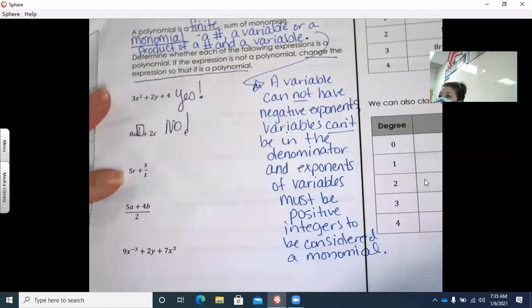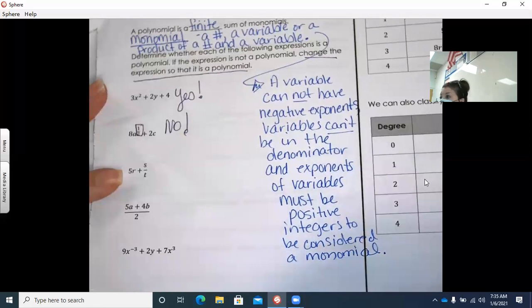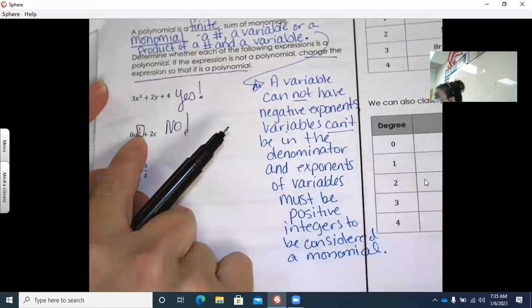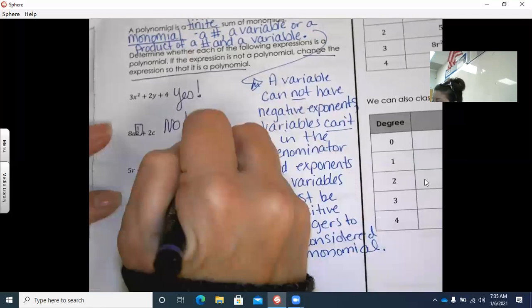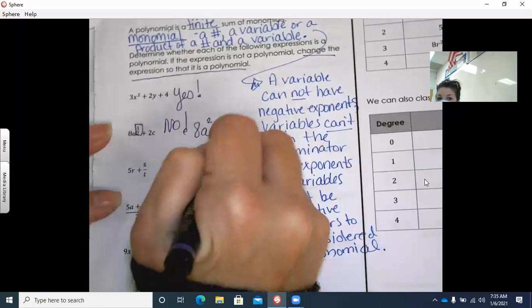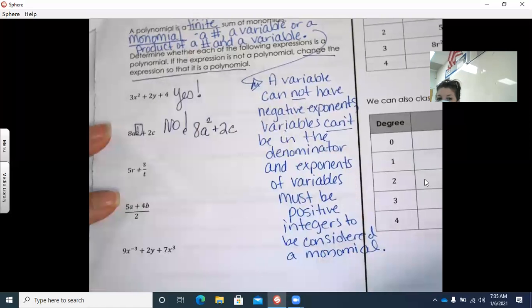They're not asking to make an equivalent expression. They just say, okay, just replace that with something that's going to make it a polynomial. So could we say like 8a squared plus 2c, or 8a cubed, or just 8a, anything. But you cannot have that 1/2 as the exponent of the variable.